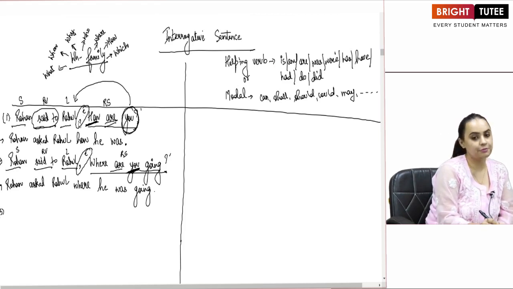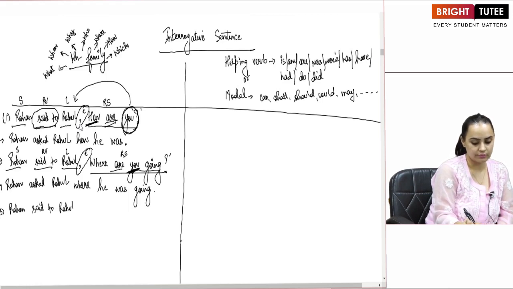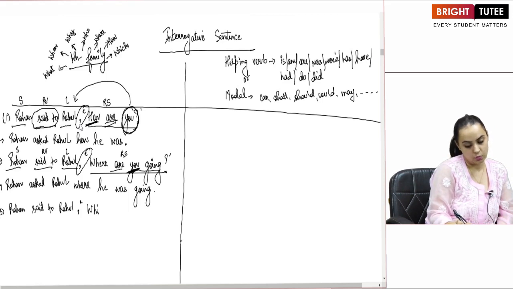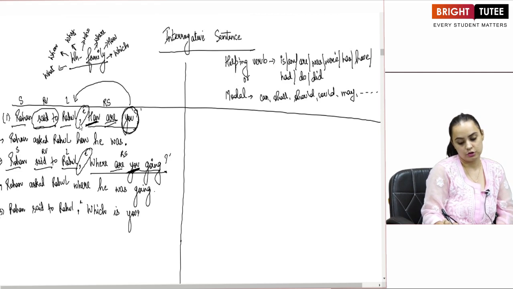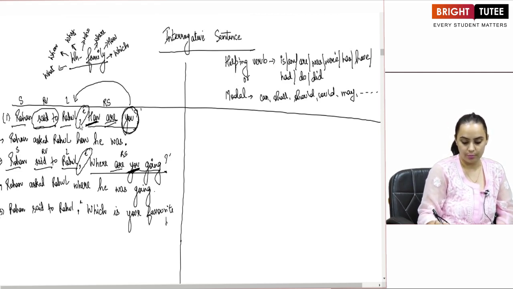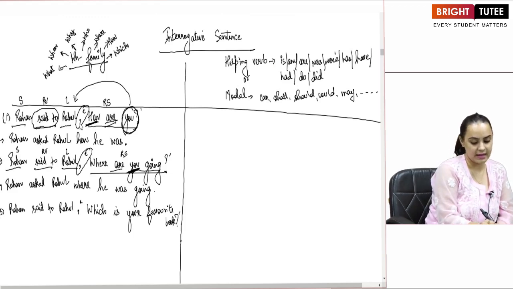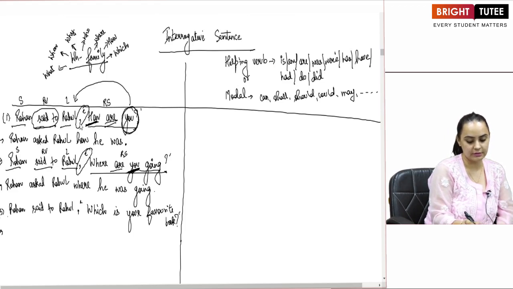Let us take another example. Rohan said to Rahul, "Which is your favorite book?" And question. Again, what do we do first? We break.